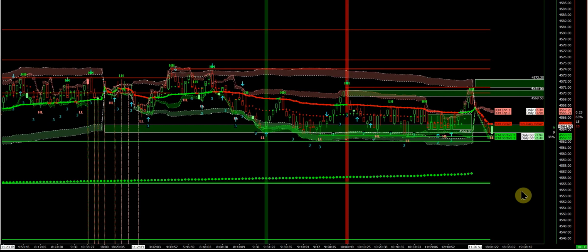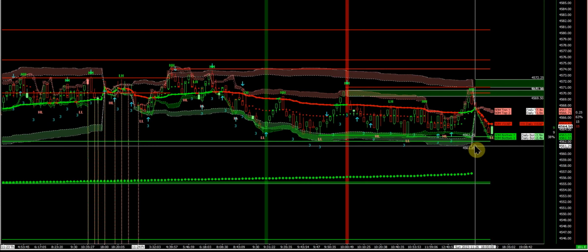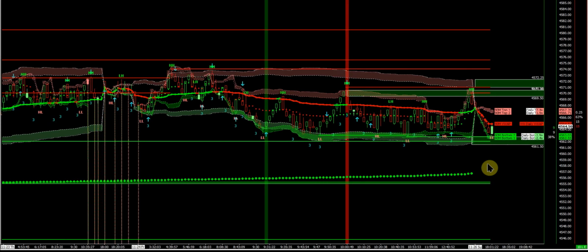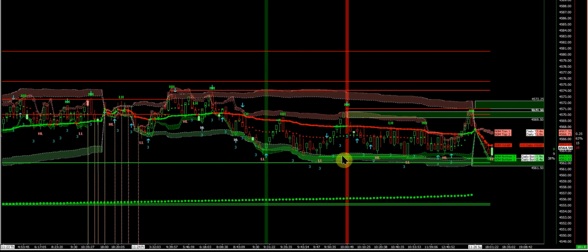Okay, there's your congestion. Let me get rid of all this other stuff here. Okay, and my congestion zone. Now I've got some targets down here, right there, basically. So let me extend that. Okay, there you go. So now you've got a support zone, and you've got some resistance zones down here in conjunction with those lines right there, in conjunction with these lines right here.